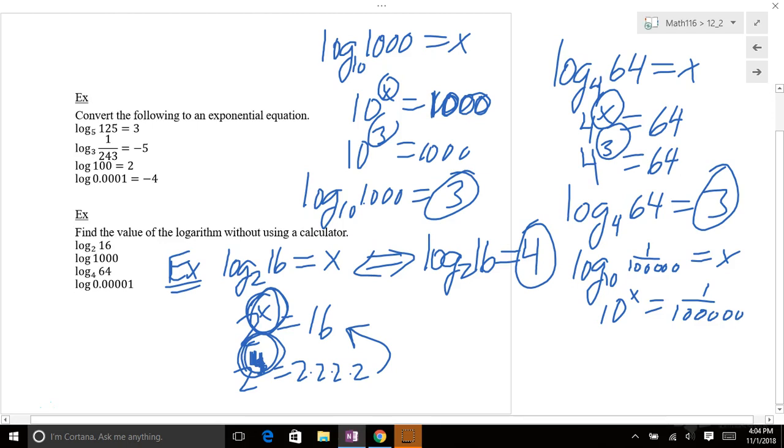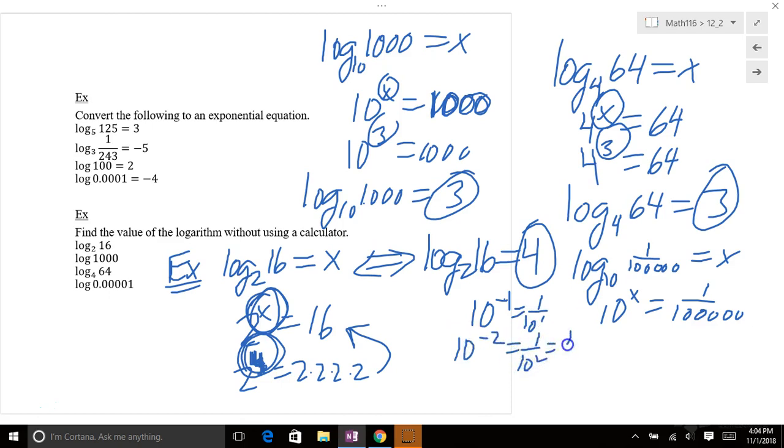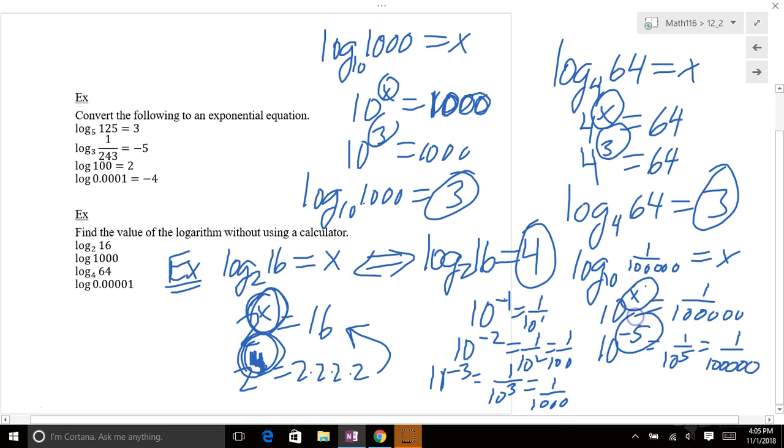Well, it can't be like 10 to the 2. It can't be a positive integer, because 10 squared is 100 and 10 to the third is 1,000. We're getting bigger. So we're going to try a negative integer. How about 10 to the negative 1? That's 1 over 10 to the 1, which is 1/10. It's not 10 to the negative 2, because that's 1 over 10 squared, 1 over 100. That's not small enough. 10 to the negative 3 is 1 over 10 to the third, 1 over 1,000, but we're getting close. What is it? 10 to the negative 5, which is 1 over 10 to the fifth, which is 1 100,000ths. So x is negative 5. So log base 10 of 1 100,000ths is negative 5.